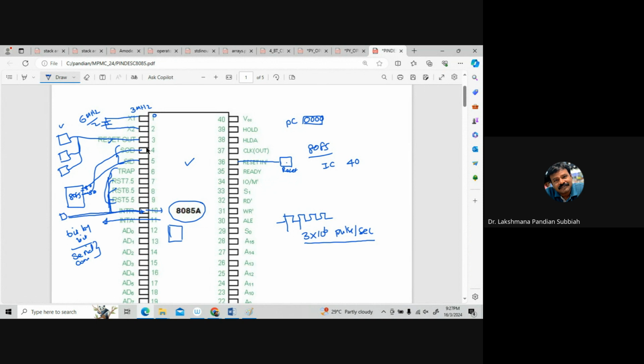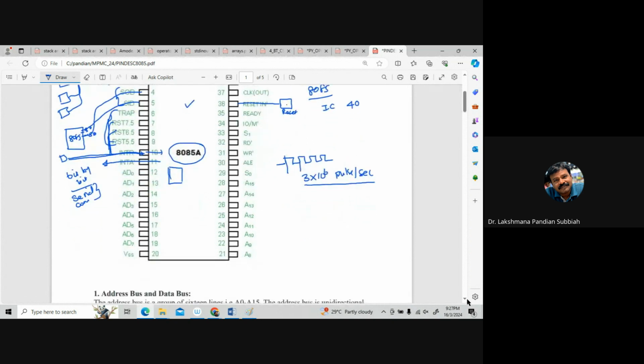Next, we have the address lines, the 16-bit address line. This is actually multiplexed: lines 0 to 7 are multiplexed as address and data. So the bus has around 16 pins. 16 pins means 16 lines of bus. This bunch of wires is what you call a bus.